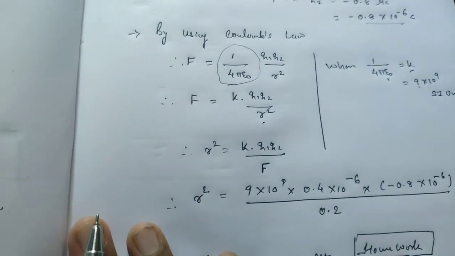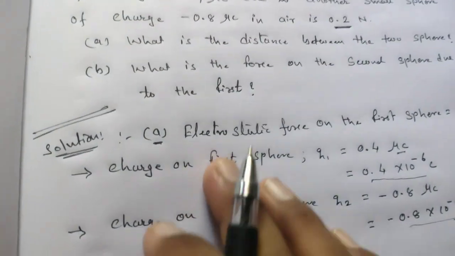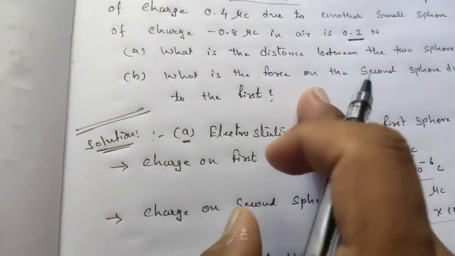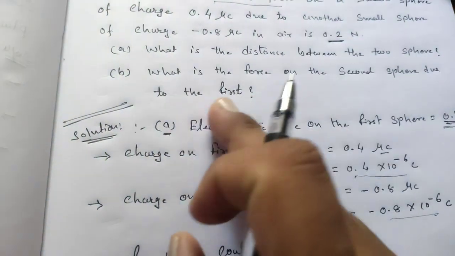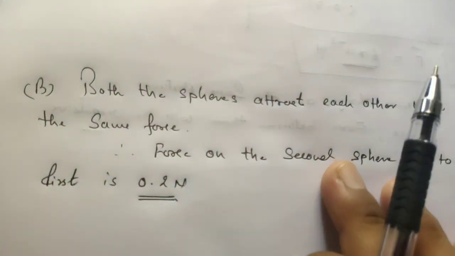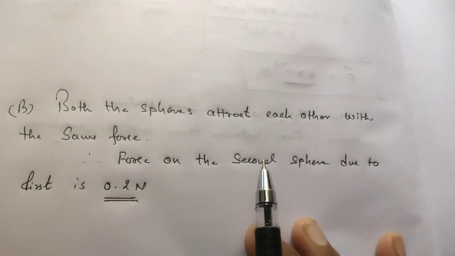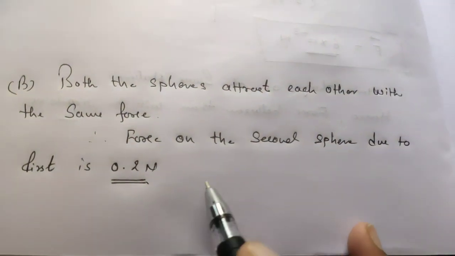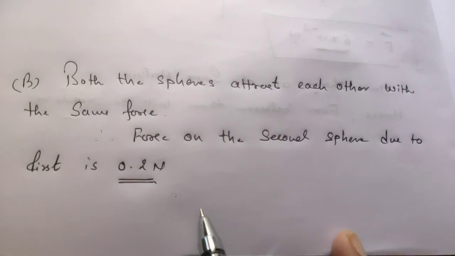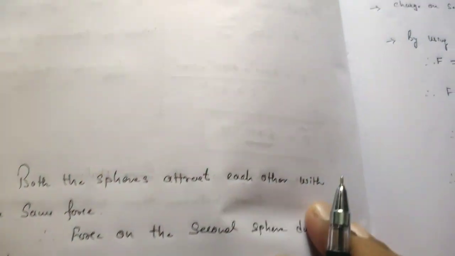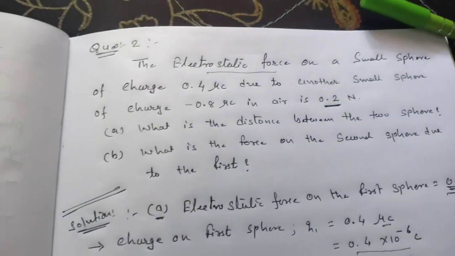If any discrepancy occurs, then contact me. This is the first question. Now the second question is, what is the force on the second sphere due to the first. Remember, both spheres attract each other with the same force, so the force on the second sphere due to the first one is also the same, which is 0.2 Newton. So this is your answer for question number 2 of our exercise of chapter number 1.